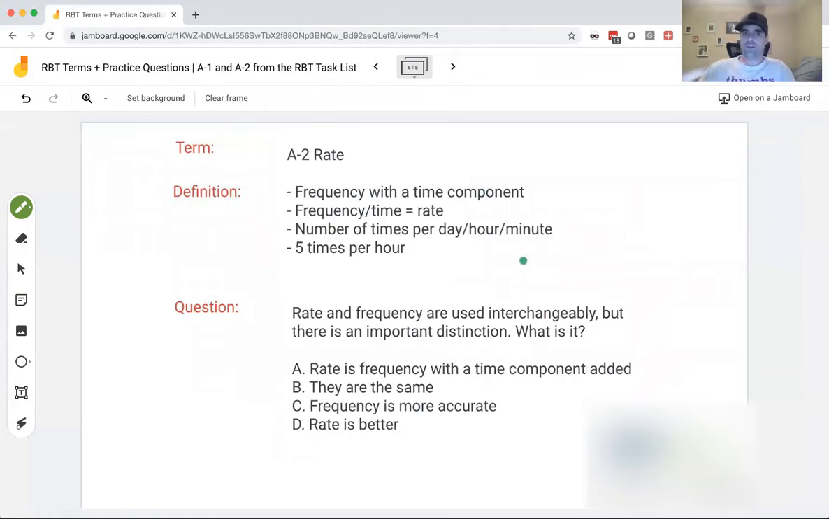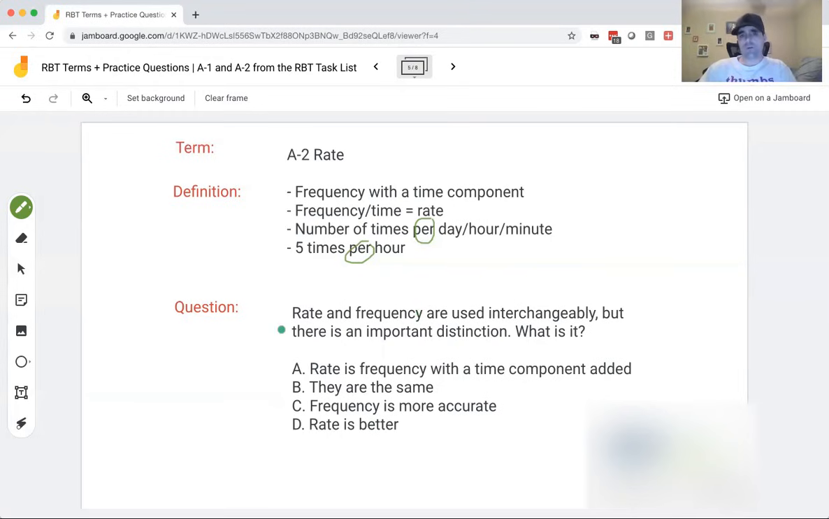Okay. A2, rate. Frequency with a time component. Frequency over time. The number of times per day, per hour, per minute. Keyword: per. 5 times per hour. So all rate is a frequency count, and then you add a time component to it. If I count how many times something happens, and then I say per hour, that's rate. The amount of times is your frequency. The per hour, per day, per minute, per second, that is your time component, and that's what makes it rate.